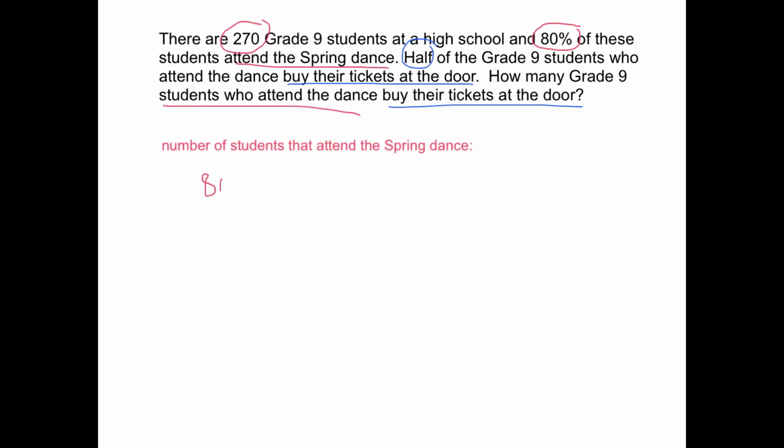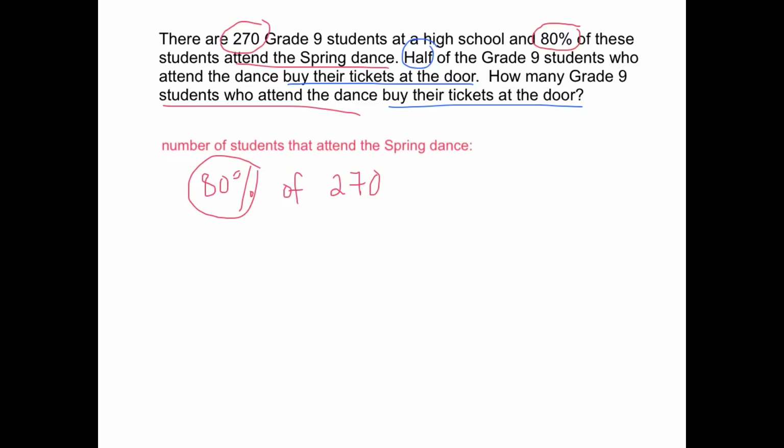Well, we know that 80% of all the grade 9s attend the dance, and there are 270 grade 9 students in this high school. Now remember, I told you we're going to be using one method to solve this. We're going to set this up as a proportion. A proportion is a number sentence that shows two equivalent ratios. So first we need to figure out how to write 80% as a ratio. Remember, a ratio can be written using colons to separate the two terms, or it can be written as a fraction. How can we represent 80% as a fraction?